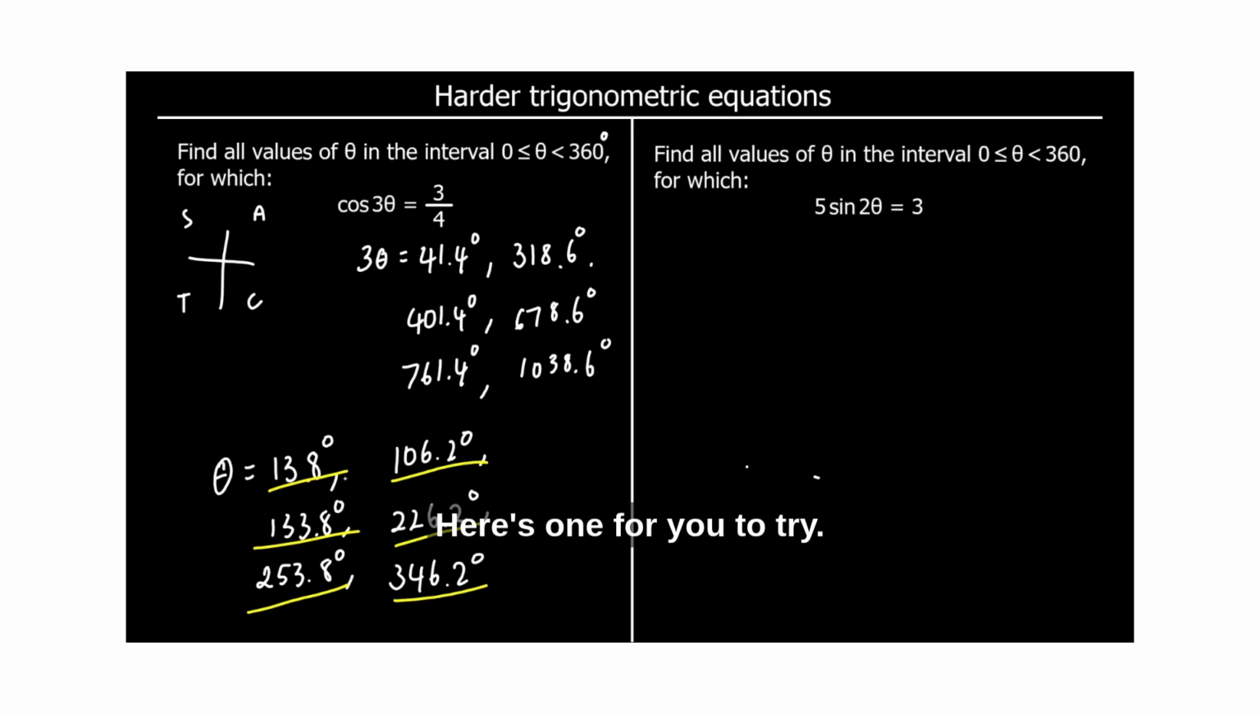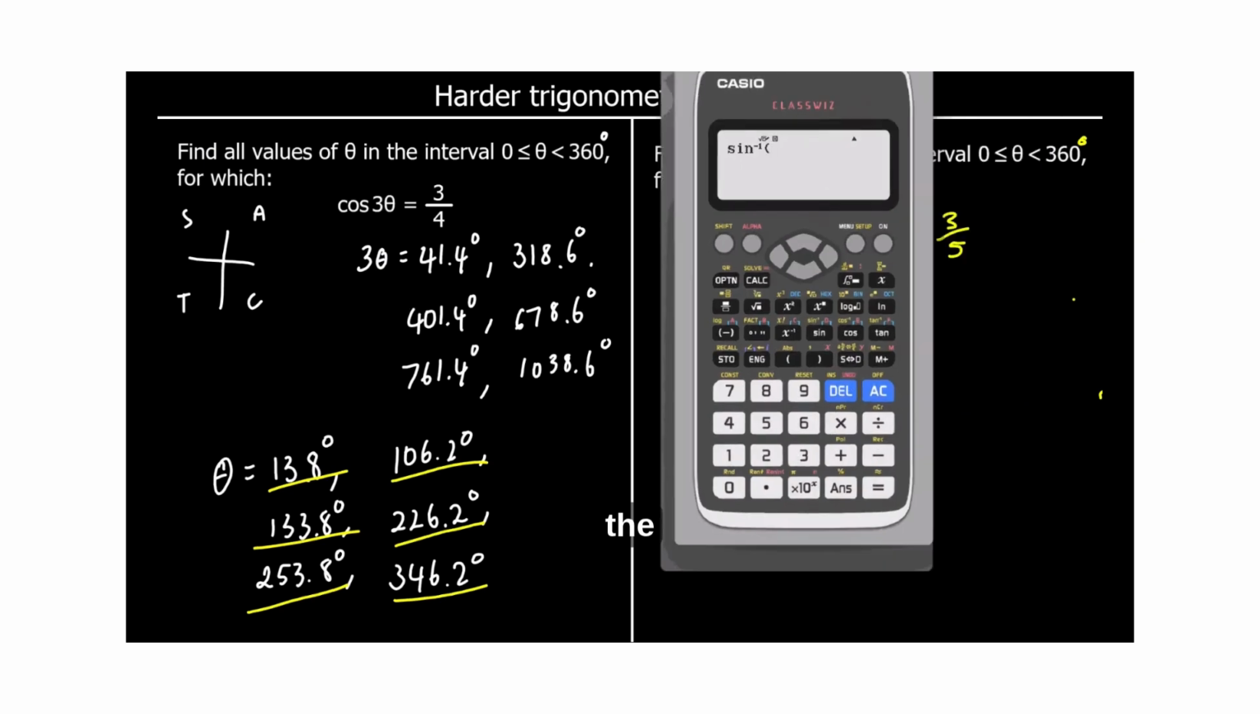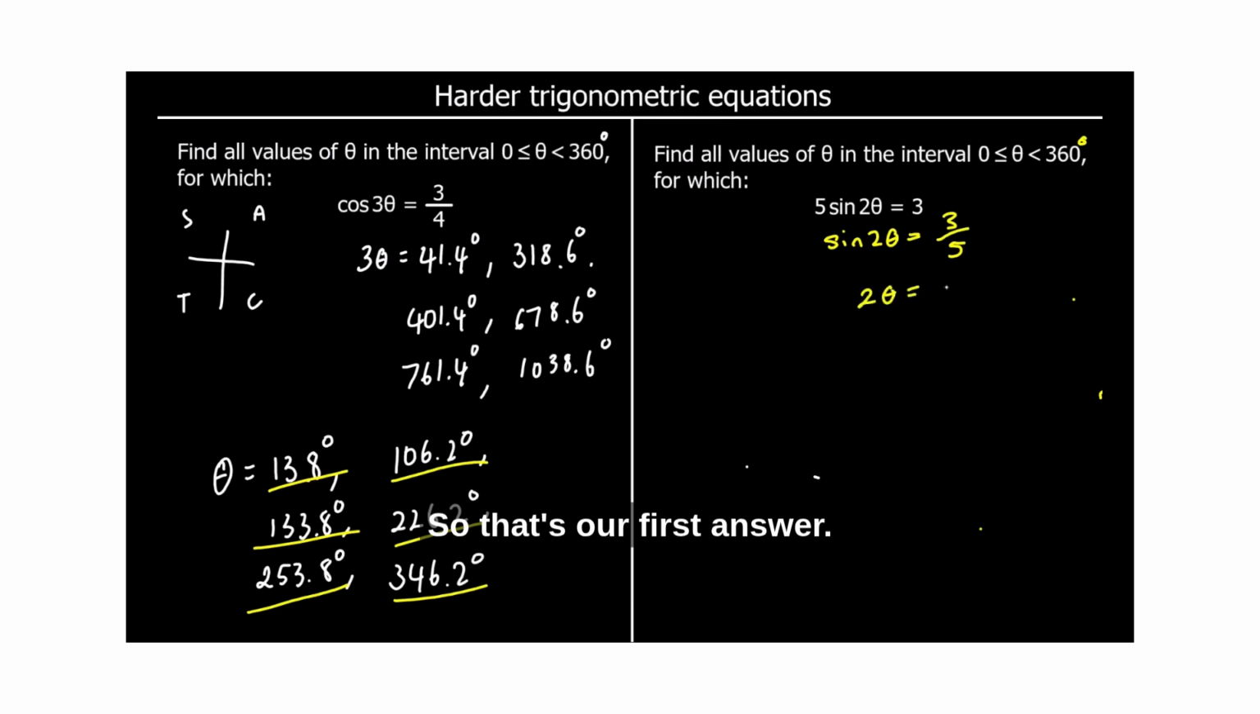Here's one for you to try. Pause the video and give it a go. So this time we need all the values of theta between 0 and 360 degrees for 5 sine 2 theta equals 3. So you get sine 2 theta by itself by dividing both sides by 5. Then shift sine the 3/5, which is 36.9. So that's our first answer, 36.9 degrees.